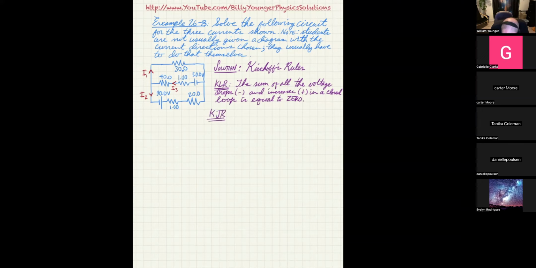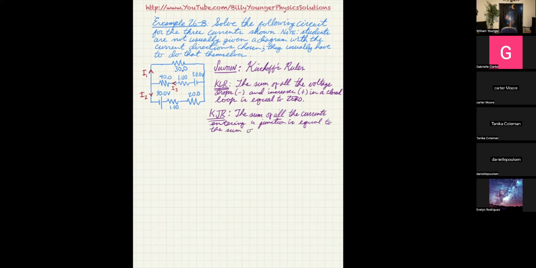Then there's Kirchhoff's junction rule, the KJR, and in this one it says the sum of all the currents entering a junction is equal to the sum of all the currents leaving the junction.